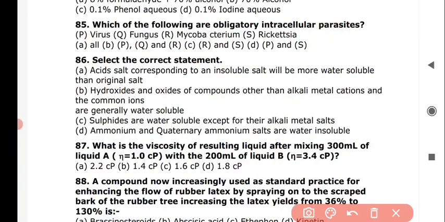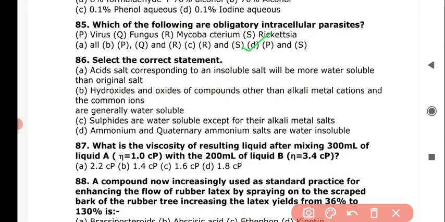Next question is, which of the following are obligatory intracellular parasites? P is virus, Q is fungus, R is mycobacterium, and S is rickettsia. So the correct answer for this is option D, that is P and S, that is virus and rickettsia.